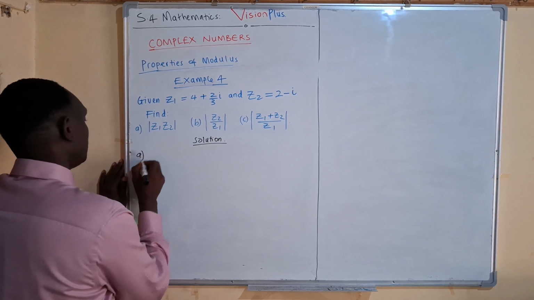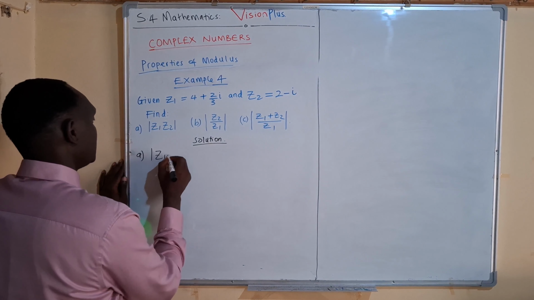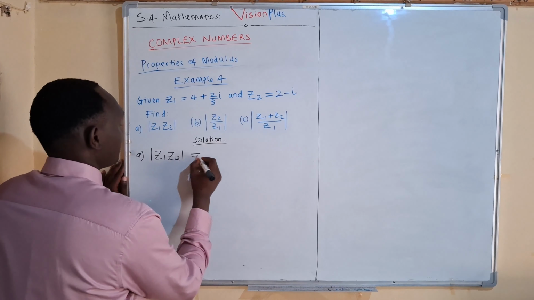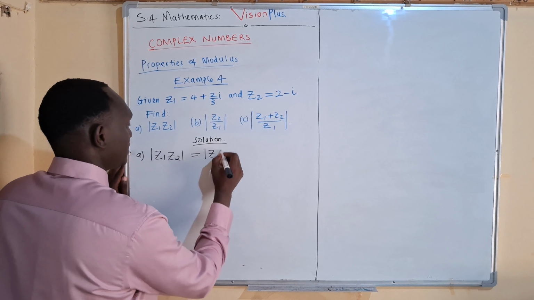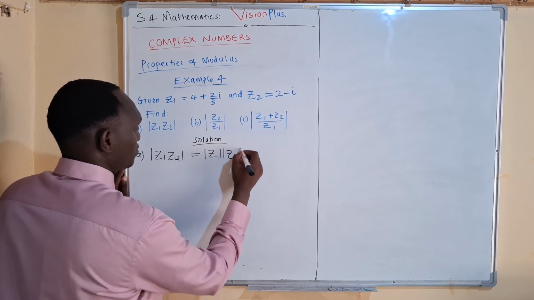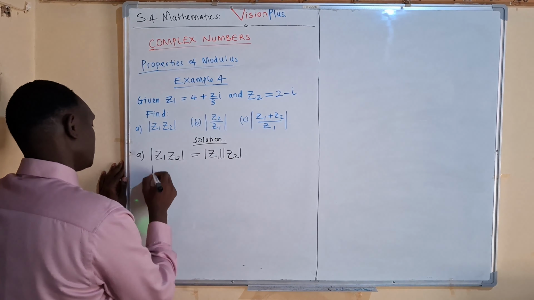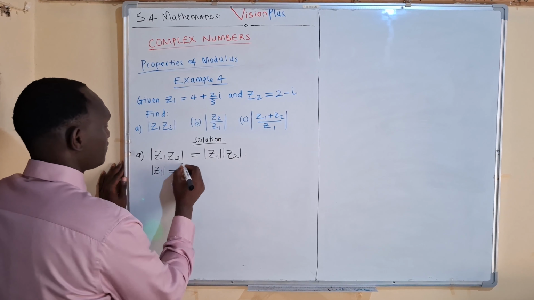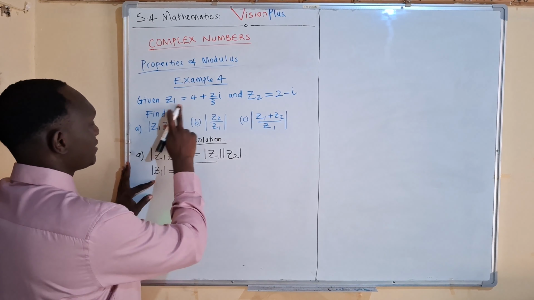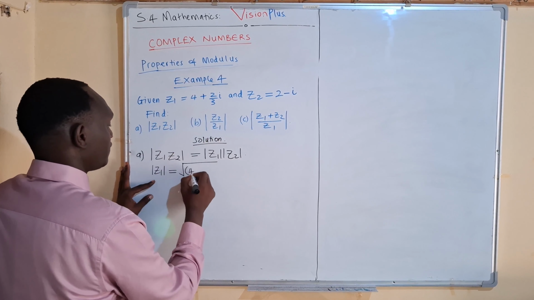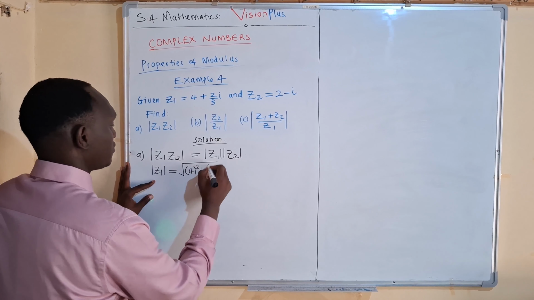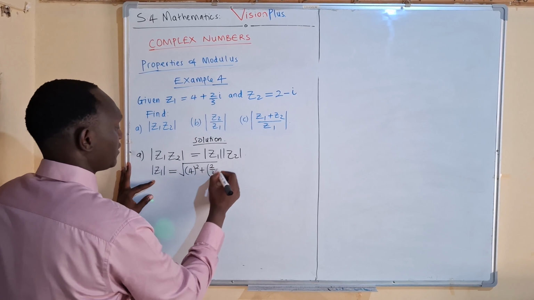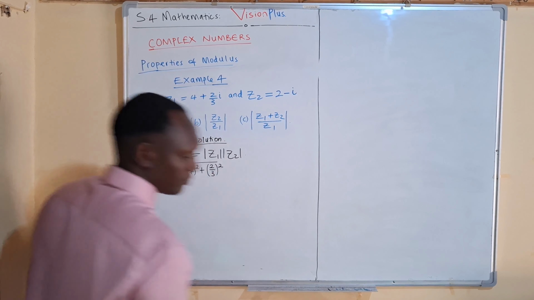for part A, which is the magnitude of Z1 times Z2, this is the same as the magnitude of Z1 times the magnitude of Z2. So let's start by getting the magnitude of Z1, which is the same as the square root of x squared plus y squared. For Z1, x is 4 squared plus y, y is 2 out of 3, 2 out of 3 squared. Then you press the calculator.